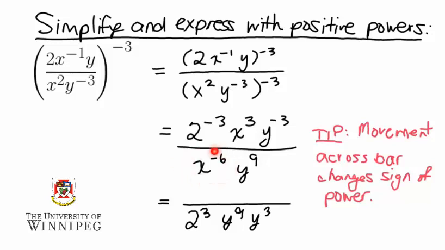If I take this expression, x to the -6, move it up into the numerator, I can change the sign of my power so that I have x to the +6. Now everything is expressed in terms of positive powers. This makes the addition and simplification a little bit easier to handle.